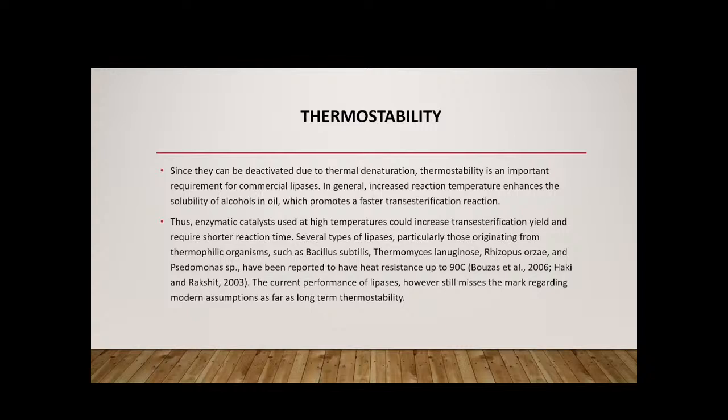Several types of lipases, particularly those originating from thermophilic organisms such as Bacillus subtilis, Thermomyces lanuginosus, Rhizopus oryzae, and Pseudomonas species, have been reported to have heat resistance up to 90 degrees Celsius.